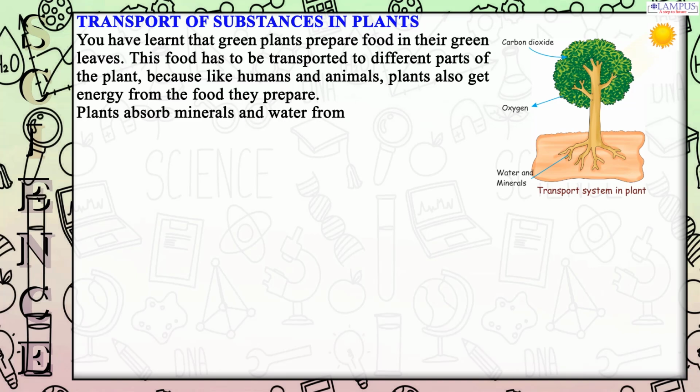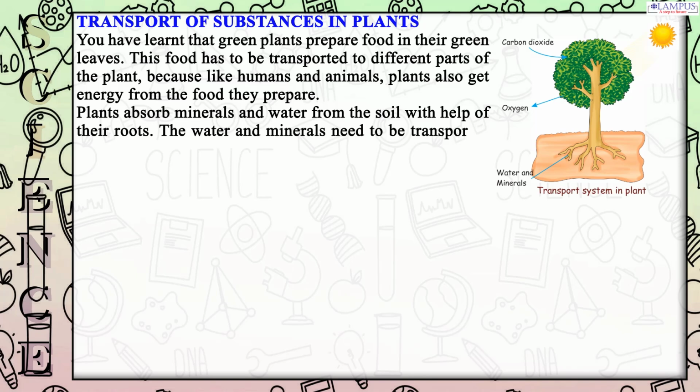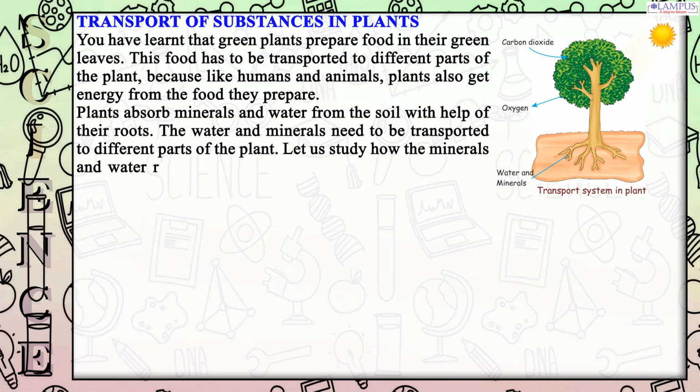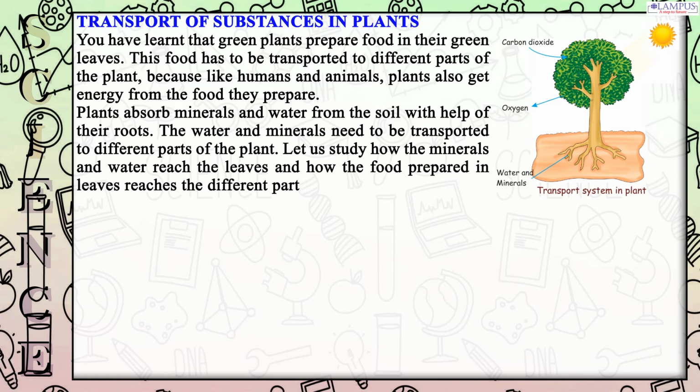Plants absorb minerals and water from the soil with the help of their roots. The water and minerals need to be transported to different parts of the plant. Let us study how the minerals and water reach the leaves and how the food prepared in leaves reaches the different parts of the plant.